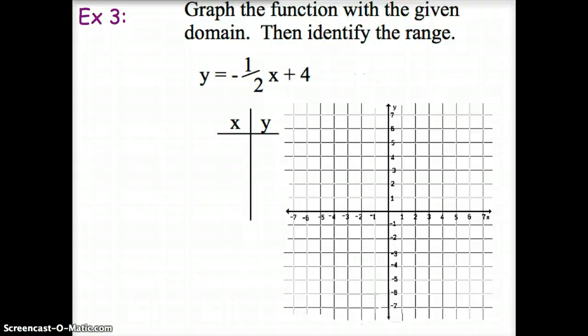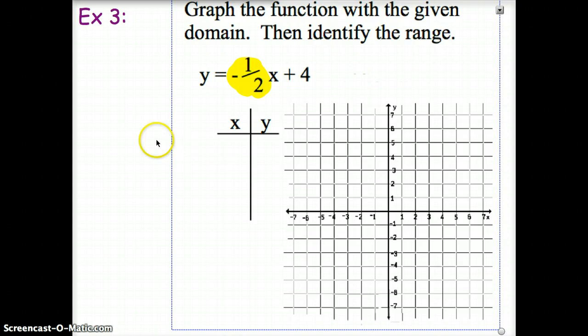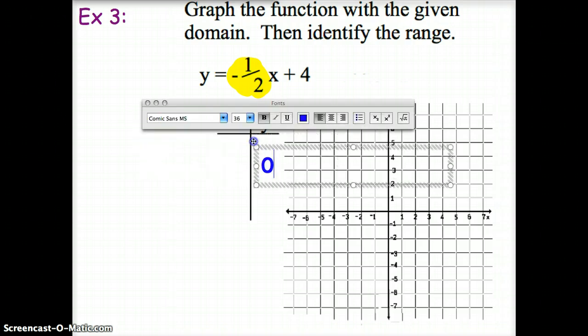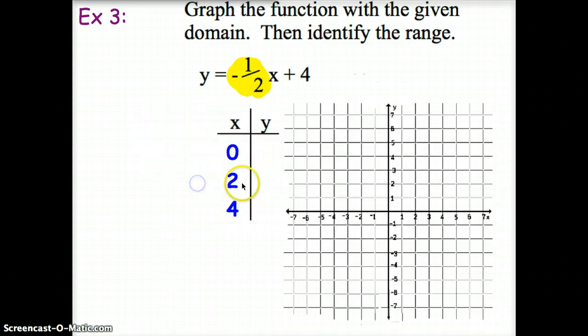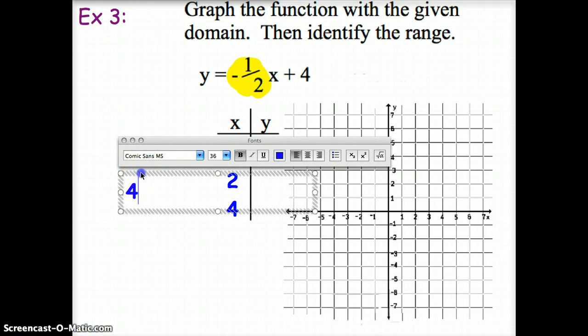Next problem, this equation is presented to us in what's called slope-intercept form. We are still going to go about it the exact same way. We need to choose 3 values for our domain. Since we're multiplying by a -1/2, I would recommend choosing values that are evenly divisible by 2, just to make life a little easier. So I'm going to choose values of 0, 2, and 4.